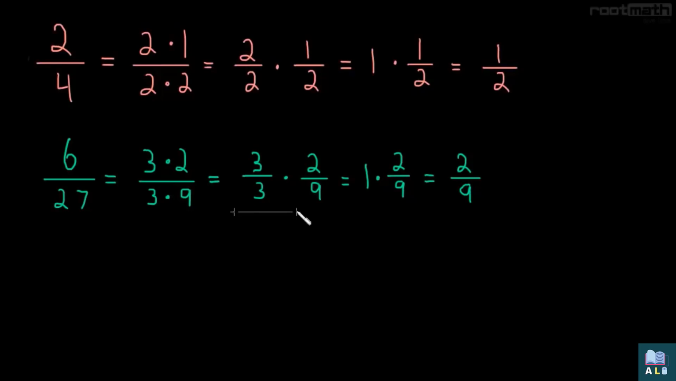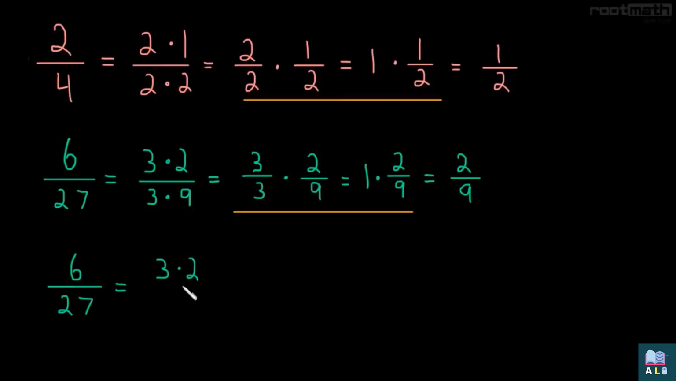So maybe we want to abbreviate this. We know how everything's going to work out. We're going to end up multiplying by 1. So instead of writing out those steps, we're going to do something like this. Let's see this again, only with an abbreviation. So 6 over 27 is 3 times 2 over 3 times 9. And we know that 3 over 3 is going to cancel to 1, so we'll just cross it out. And that's an abbreviation for those steps underlined in orange. And we end up with 2/9.